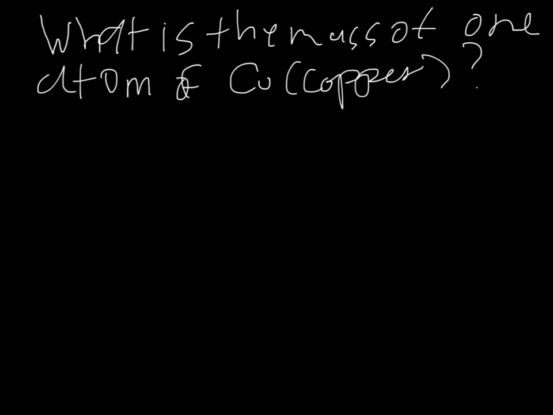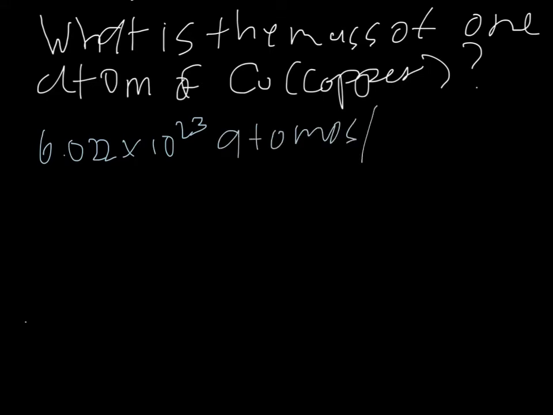Right now we're going to do some mole calculation problems, and the one that has been assigned to me is: what is the mass of one atom of copper? So first thing we're going to do is make sure we know our constant for Avogadro's number, which would be 6.022 times 10 to the 23rd. And that could either be atoms or molecules.